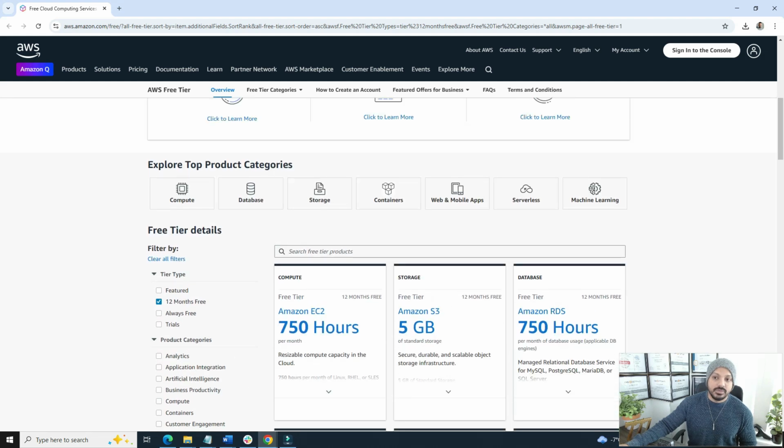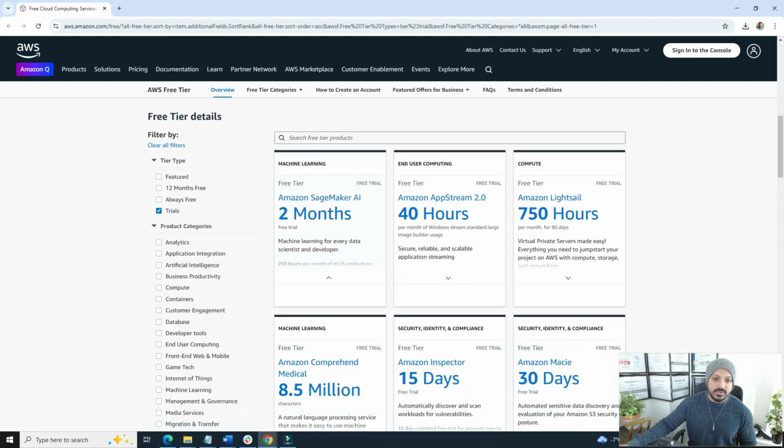So there are tons of services that are free, and under the free trials we get more specific, more powerful services. Here we get a machine learning service like SageMaker AI, where we can run our models and have our own models for machine learning, and we can also have Lightsail and some other security services. So it's tons of services.